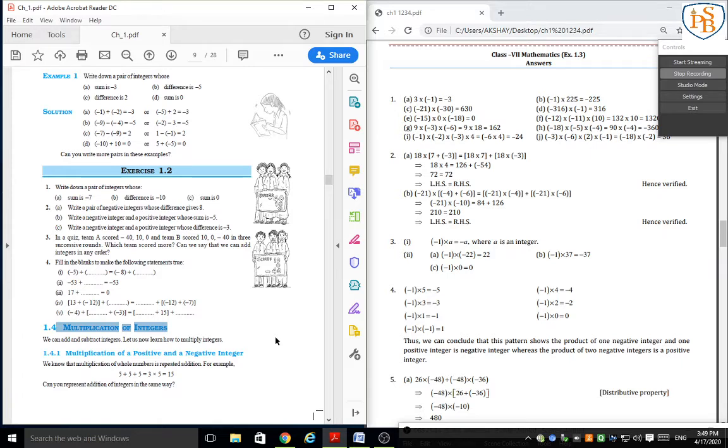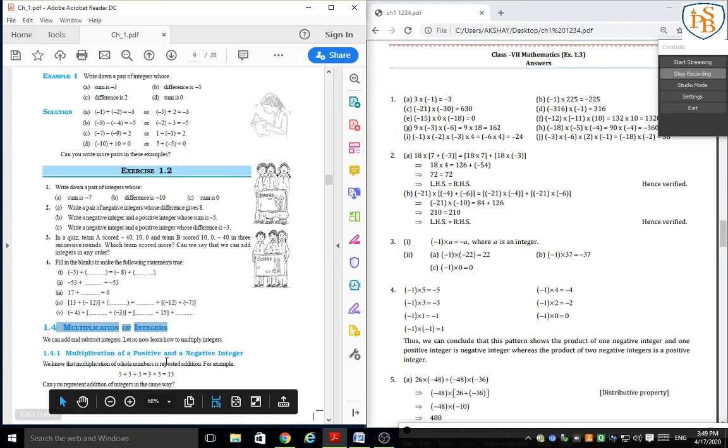That means if I say 1.643, is it an integer? The answer is no, it is not an integer, because it carries a decimal point. And 1 by 2, 2 by 3 or 4 by 3 are also not integers, because they possess a fraction. Like that, we are going to recall the multiplication of integers. We can add and subtract integers. Let us now learn how to multiply integers.